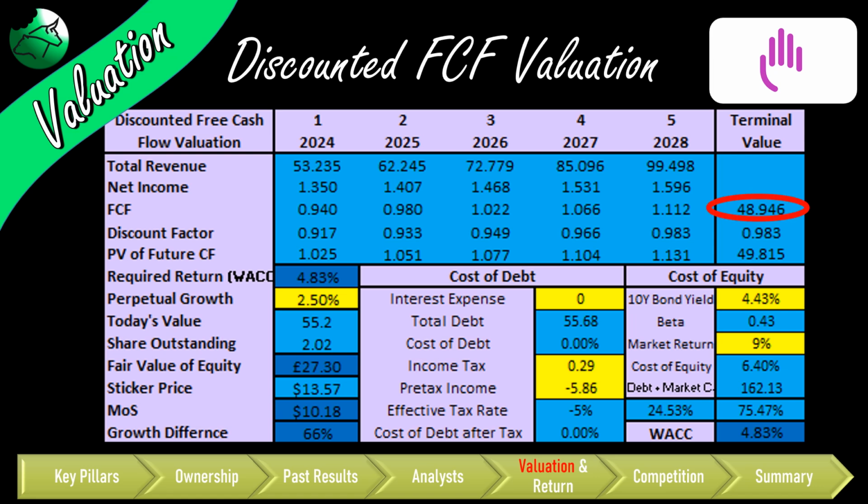Without going into too much detail, I've used a perpetual growth rate of 2.5% and calculated the weighted average cost of capital to be 4.83% to work out today's value and the fair value of equity. This therefore gives me a sticker price of $13.57. Then I've applied a 25% margin of safety, which gives me a buy price of $10.